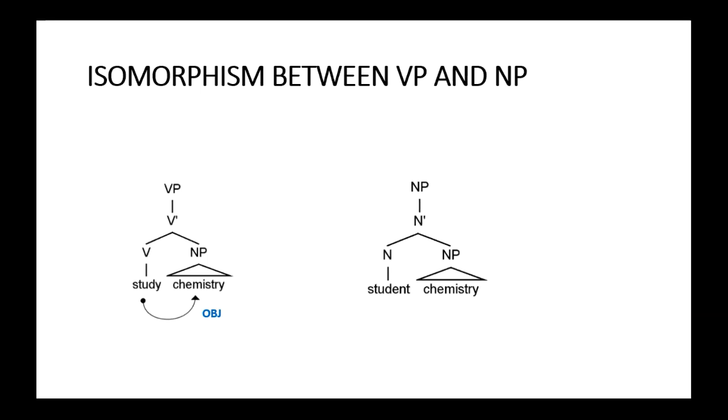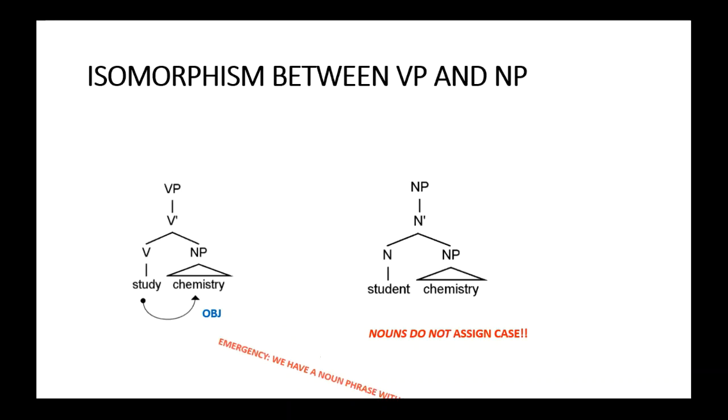Now, notice that the structure is parallel at D structure when we say a student of chemistry. So we have student chemistry. But now, chemistry has a problem. And the problem is that nouns do not assign case. Remember, verbs assign objective case, prepositions assign oblique case, nouns do not assign case. So in this case, chemistry is not happy because chemistry, the way it is now, is violating the case filter.